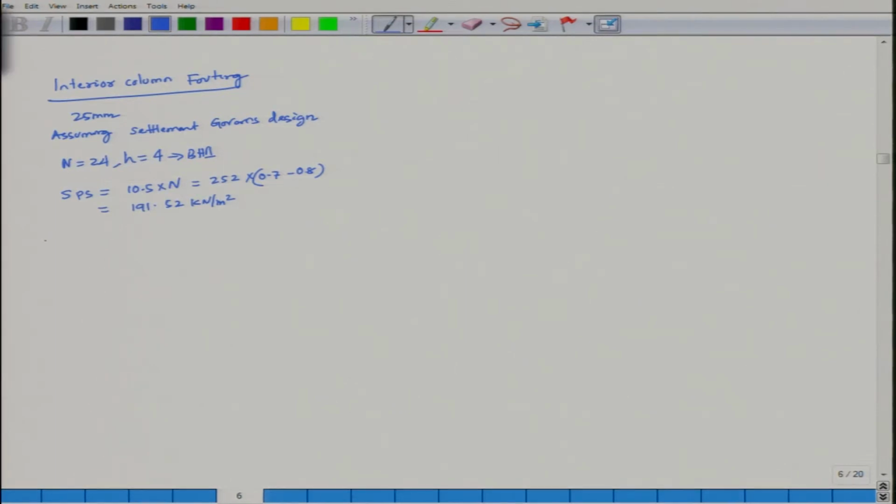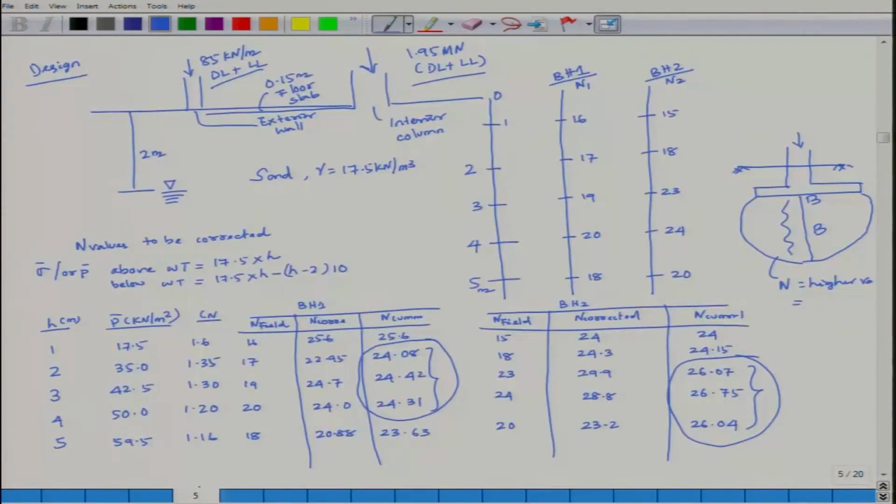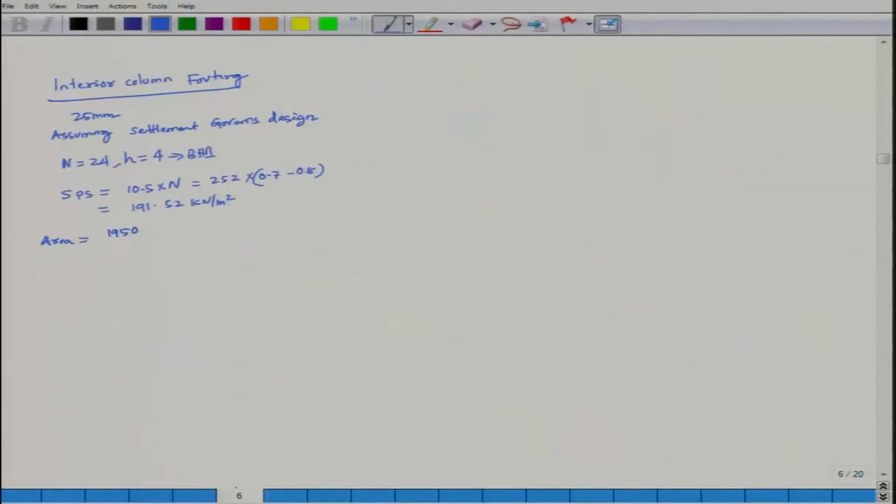So the required area is 1950. From where has it come? Here it is 1.95 meganewton, so 1950 kilonewton divided by 191.52. This comes out to be 10.18 meter square.